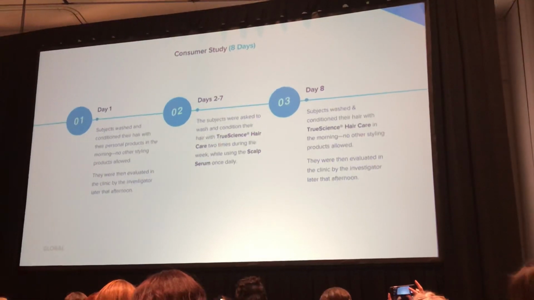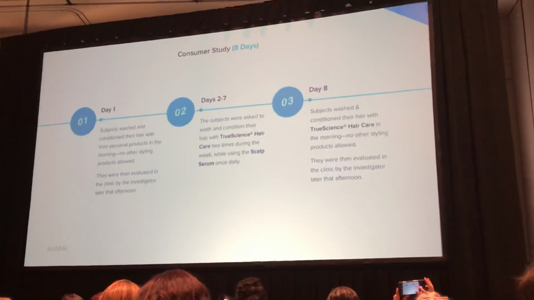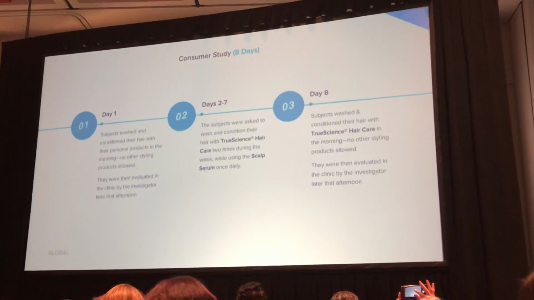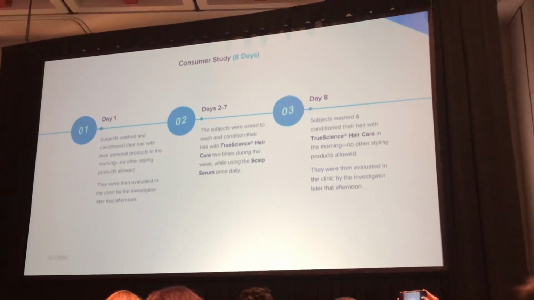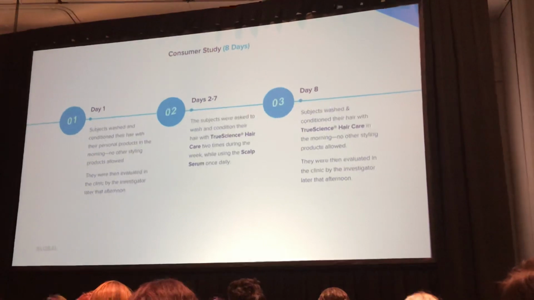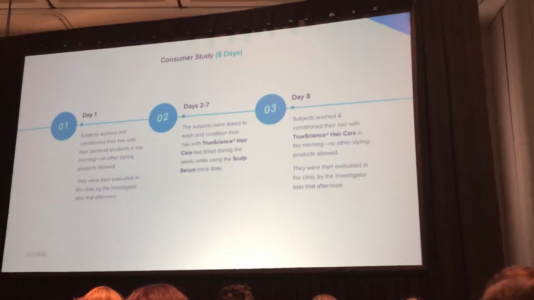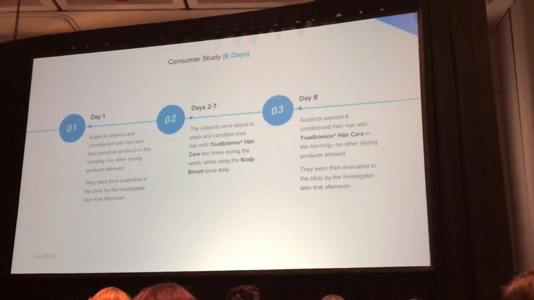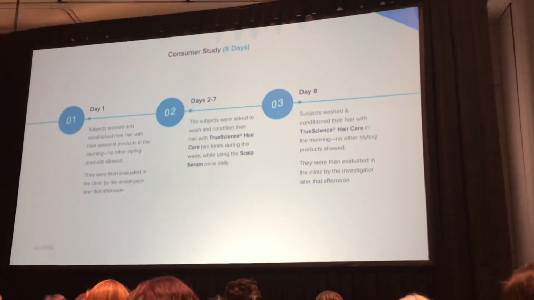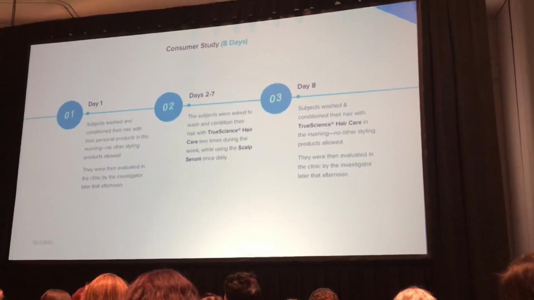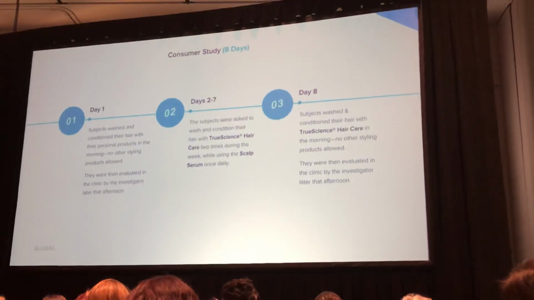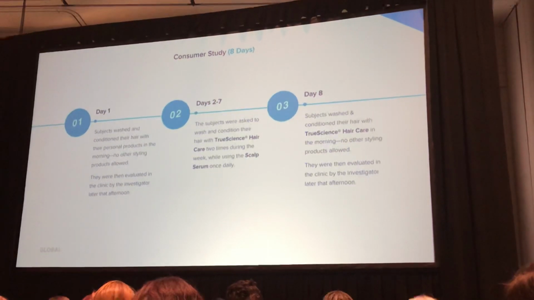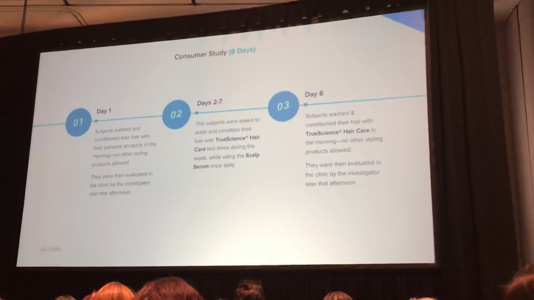Then they went home with our system. We asked them to wash their hair on Wednesday, Friday, and Monday morning, so 3 times during that week. And then they used the scalp serum every night before going to bed. Then they washed their head on Monday morning with our product, shampoo and conditioner, no styling product, and came back to the clinic to be re-evaluated.